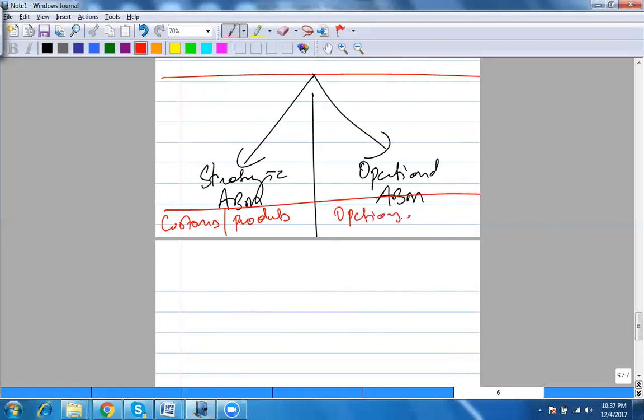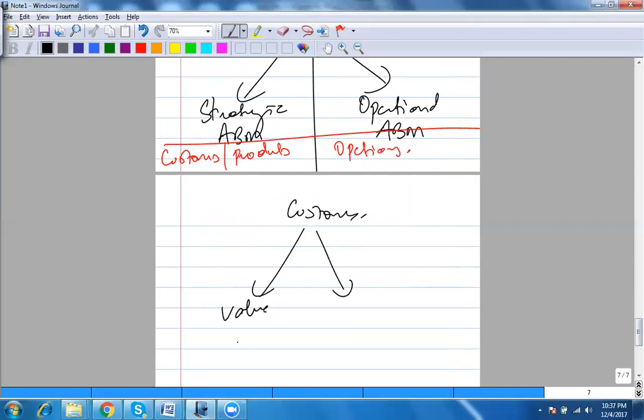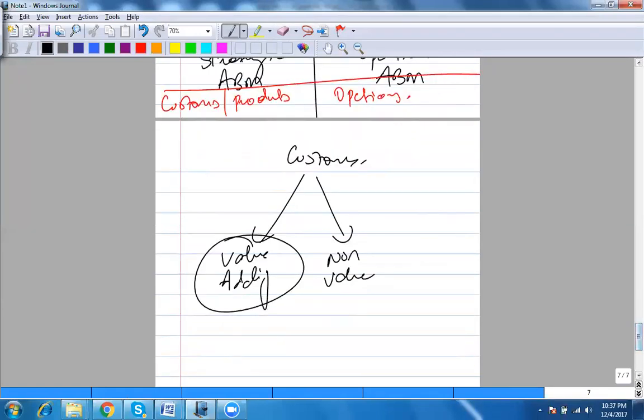That's what the operational ABM involves. Now, when we talk about a strategic ABM, what we do is analyze our customers and our products. If we have various customers, we could classify them into value adding and non-value adding customers. We could try to retain the value adding customers, and consider that we should not continue doing business with the non-value added customers.